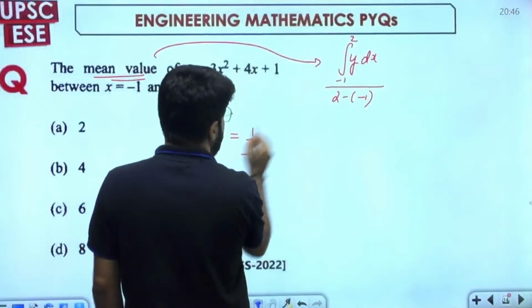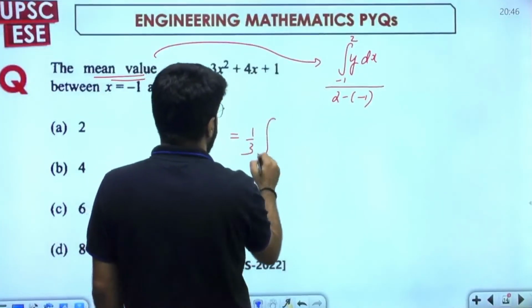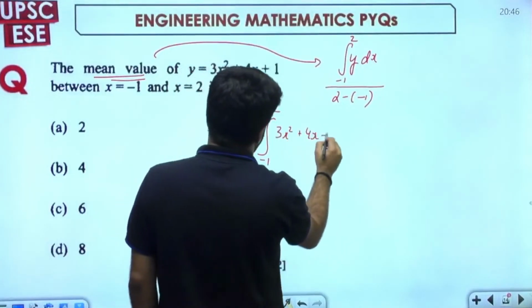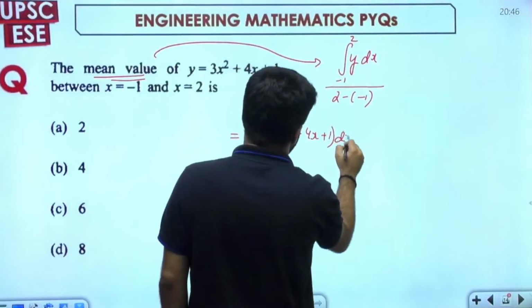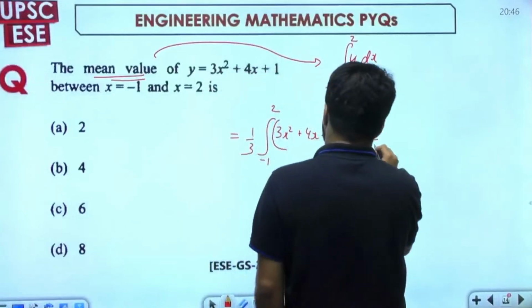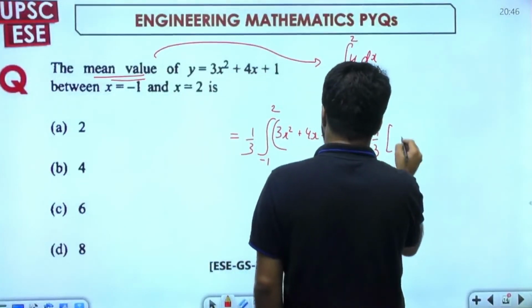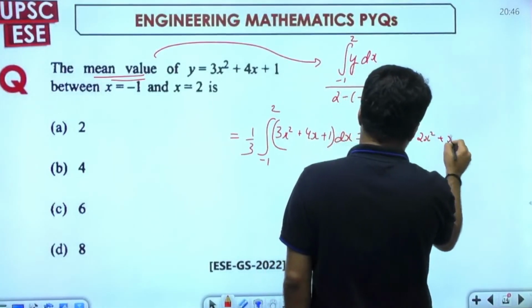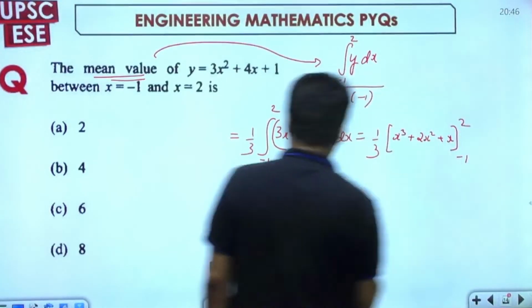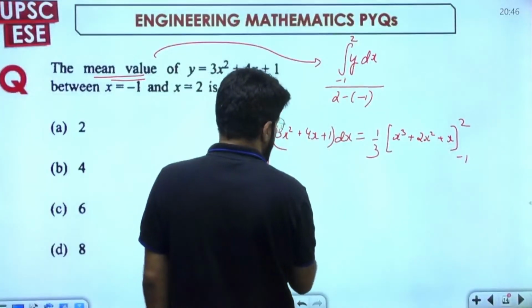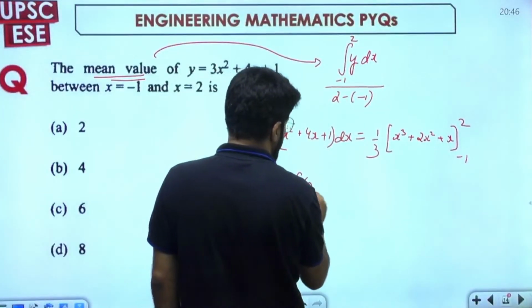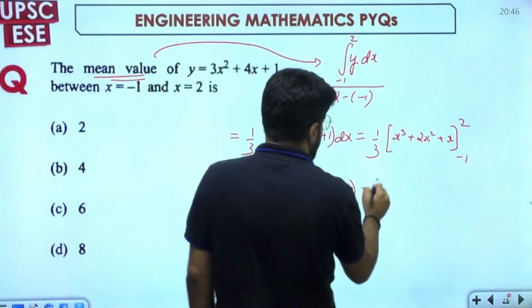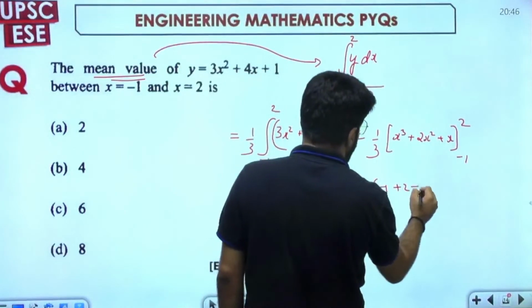So the length of the range, the denominator, becomes 3. So 1 by 3 integral from -1 to 2 of 3x square plus 4x plus 1 dx. This is what we need to solve. So this becomes 1 by 3 times the integral of 3x square, which is x cube, 4x integrates to 2x square, and 1 integrates to x, from -1 to 2. This is equal to 1 by 3 times: 2 cube, 8, plus 2 into 2 square, again 8, plus 2, minus 1 and plus 2 and -1 again.